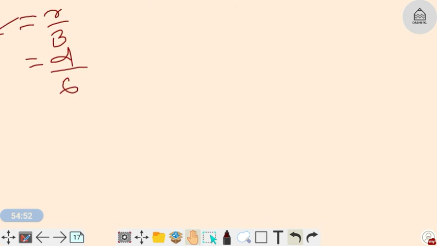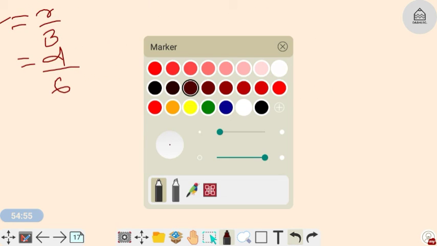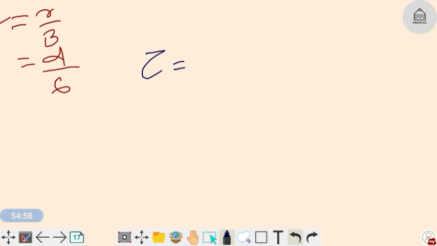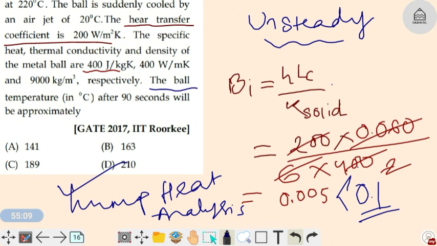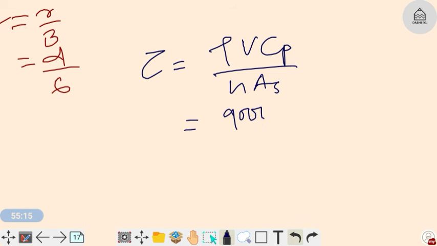What is tau? Tau is rho V Cp divided by h A_s. So what is rho? Rho is 9000 kg per meter cube. What is V? Not pi by 4, it is 4 by 3 pi r cube. What is r?